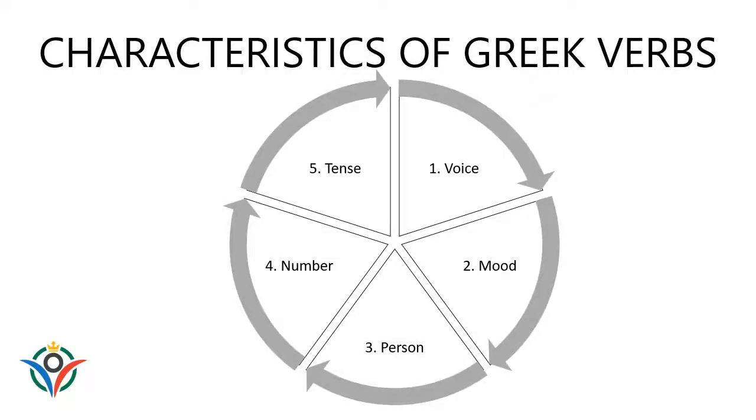Now that we have reminded ourselves of what a verb is, let's move on to Greek verbs. So Greek verbs have 5 characteristics. And here is an overview of those 5 characteristics. They consist of a voice, a mood, a person, a number, and tense. So let's speak about each one of these individually now.